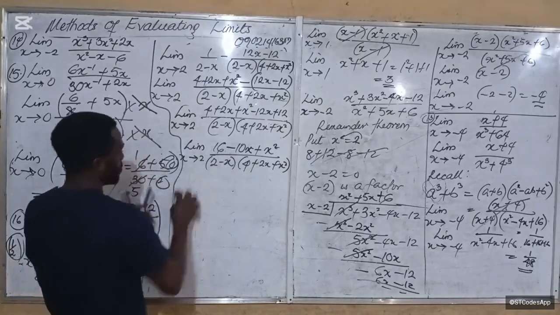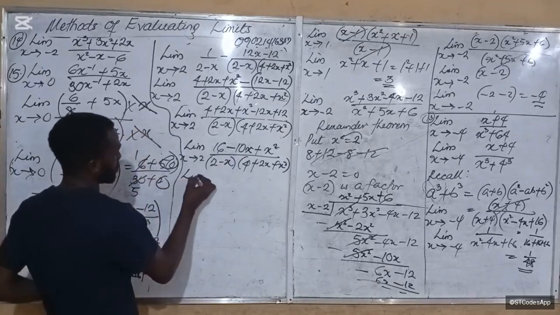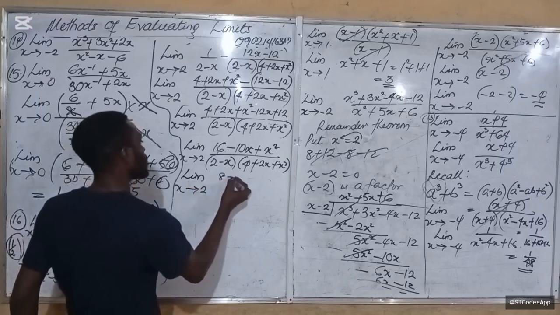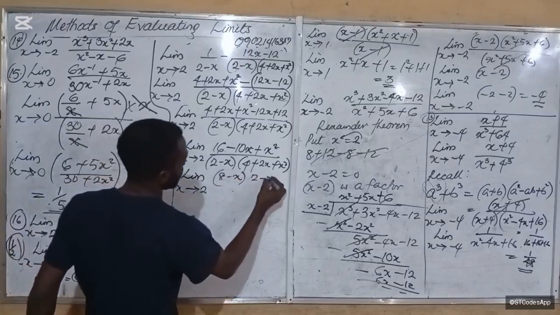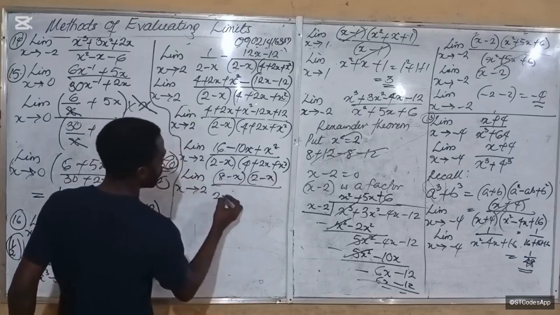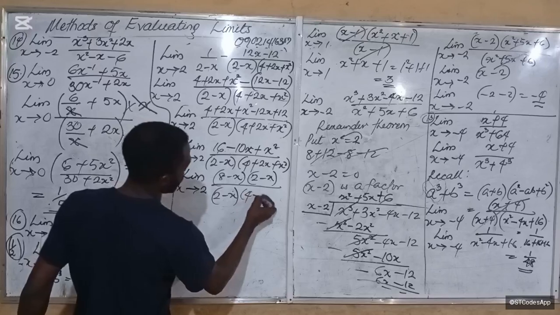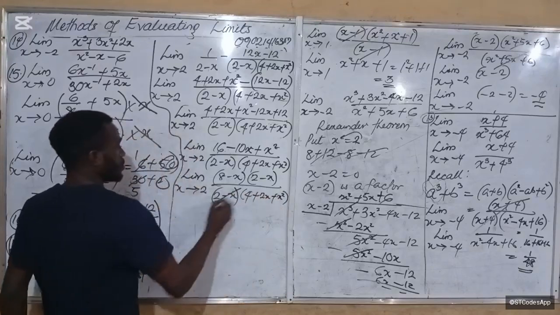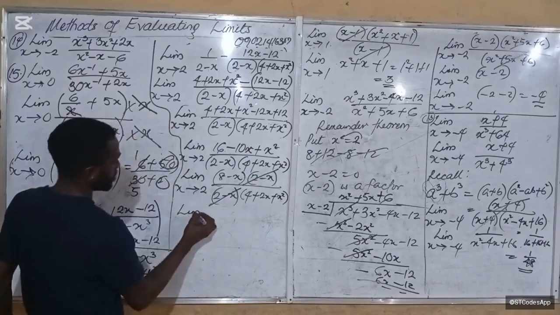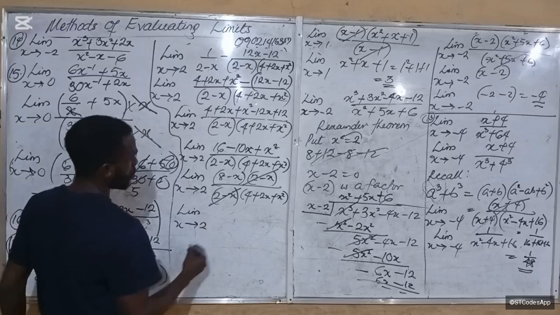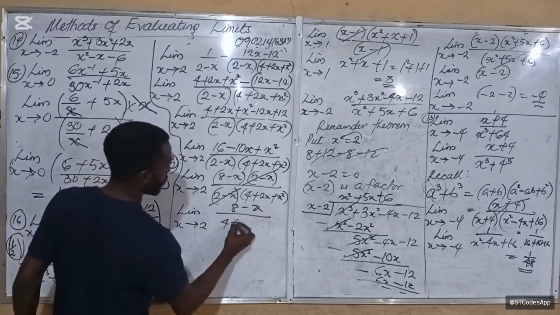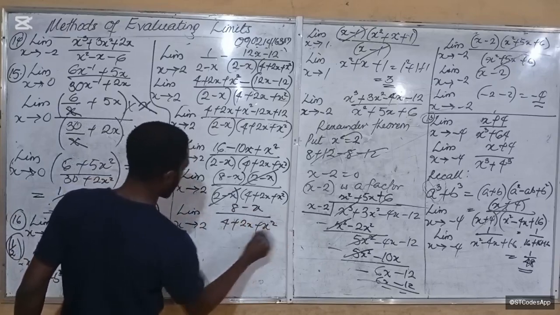So what we will use is 8 minus x and 2 minus x to give us the numerator. So we have limit as x approaches 2 of 8 minus x and 2 minus x, all over 2 minus x, 4 plus 2x plus x squared. So this takes care of this, and then we have limit as x approaches 2 of 8 minus x over 4 plus 2x plus x squared.